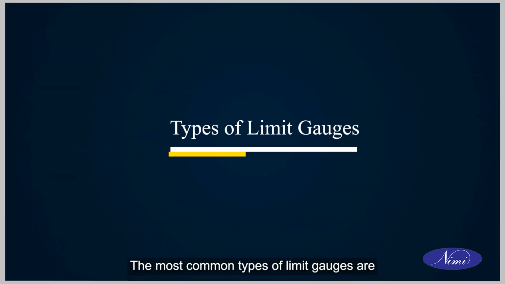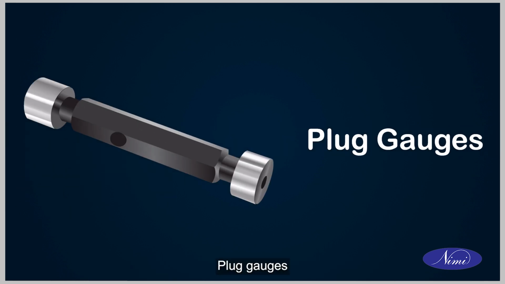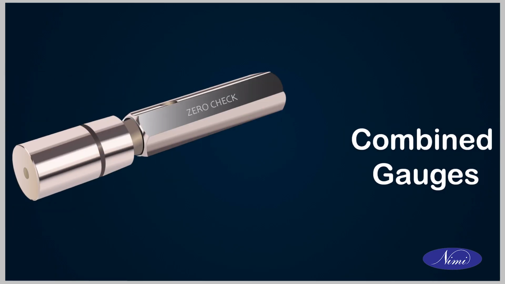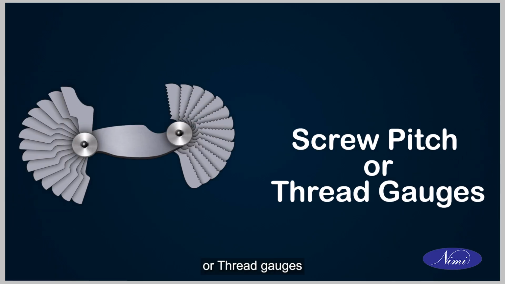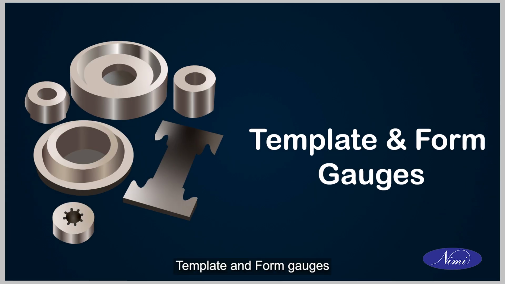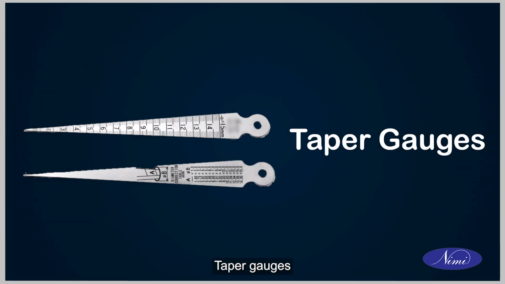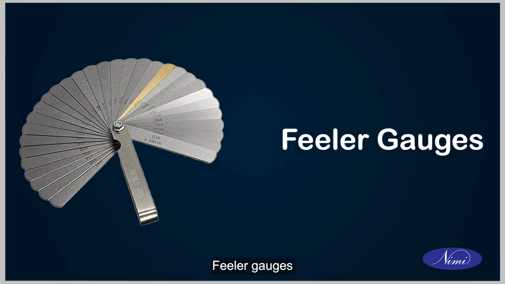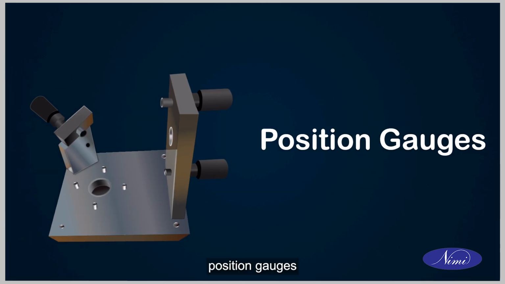The most common types of limit gauges are plug gauges, ring gauges, snap gauges, combined gauges, screw pitch or thread gauges, template and form gauges, taper gauges, feeler gauges, position gauges.